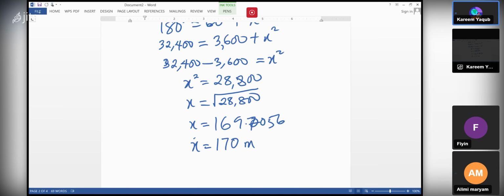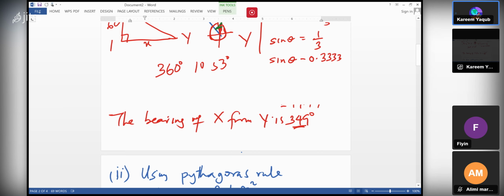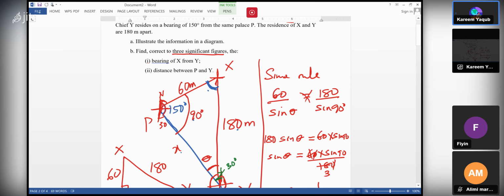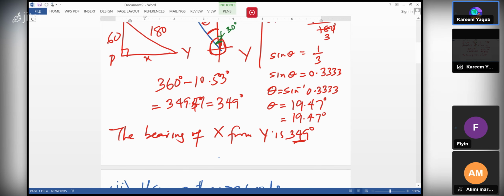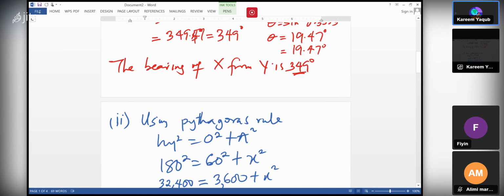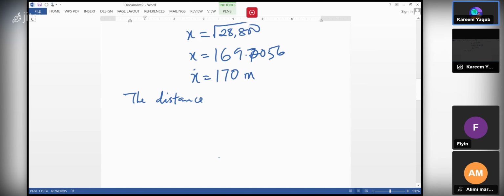So which means the distance, let me go back and see the question frame. The distance of P and Y is 170 meters. So that is the answer. I hope this is clear. Yes, sir. All right, good.